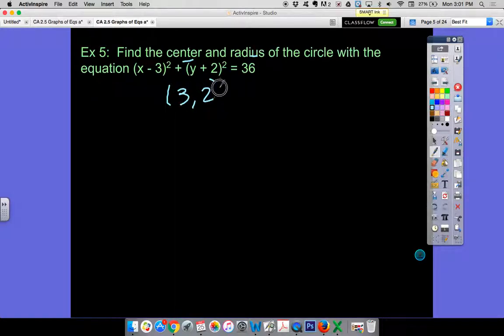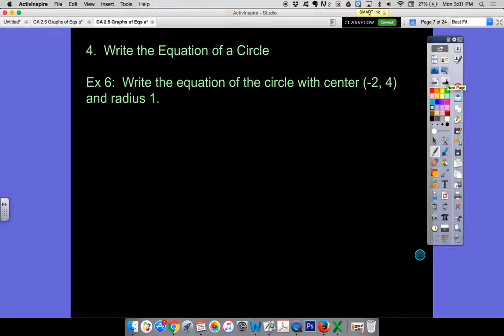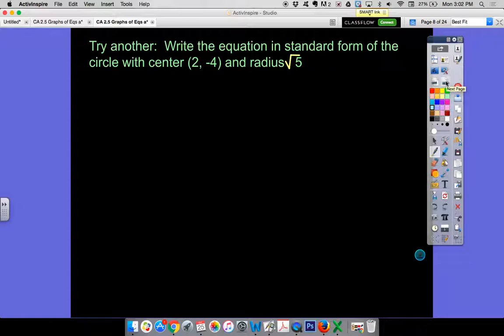You actually have ACT questions that are this simple, and you should be able to fly right through them now that you know that. Now, if you upgrade it just a little bit, it says write the equation of the circle with center here and radius there. Same thing we just did. You've got x plus 2, y minus 4, radius is 1. So again, just repetitive.